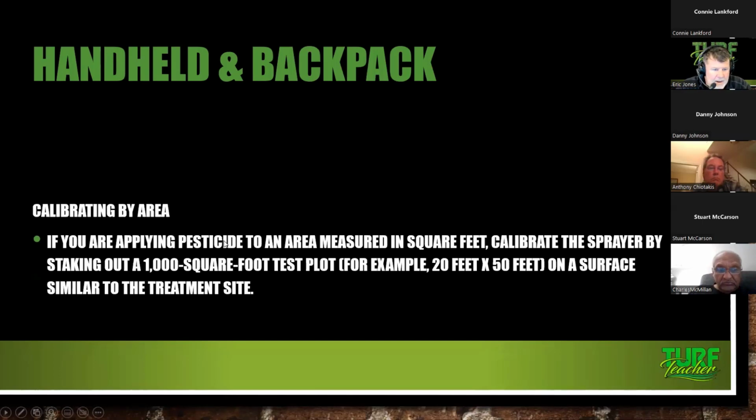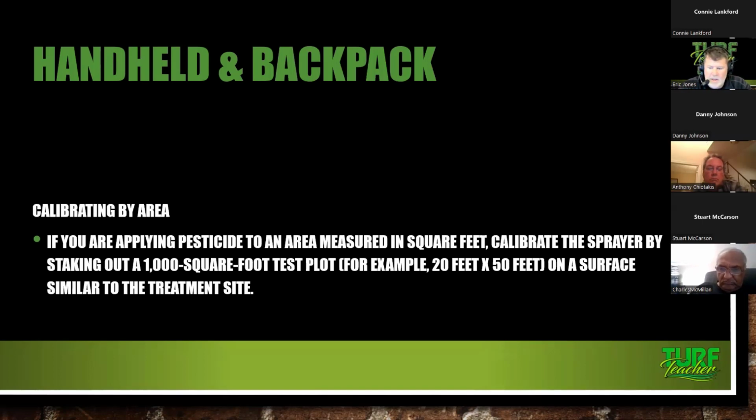When calibrating by area, if you're applying a pesticide to an area measured in square feet, calibrate the sprayer by staking out a 1,000 square foot test plot. Example, 20 by 50 on a surface similar to the treatment site. So basically they're saying if it's flat ground, have a flat area to do it.